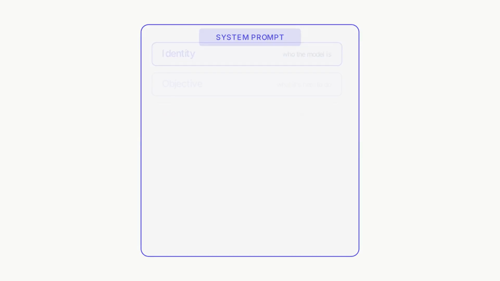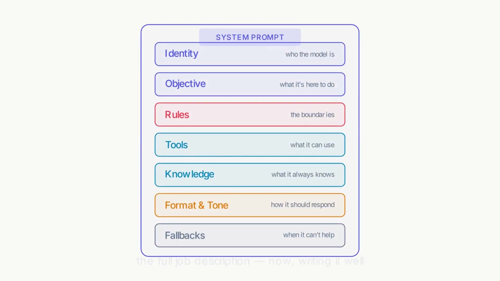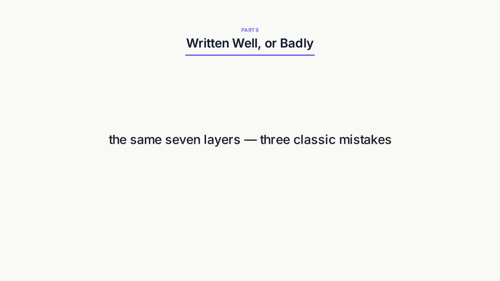And there it is, the full job description. Identity, objective, rules, tools, knowledge, format, and fallbacks. 7 layers, but writing them down is one thing. Writing them well is a genuine craft. Part 3, the same 7 layers can be written brilliantly or terribly, and the gap between a system prompt that works and one that quietly sabotages the whole product usually comes down to a few classic mistakes.